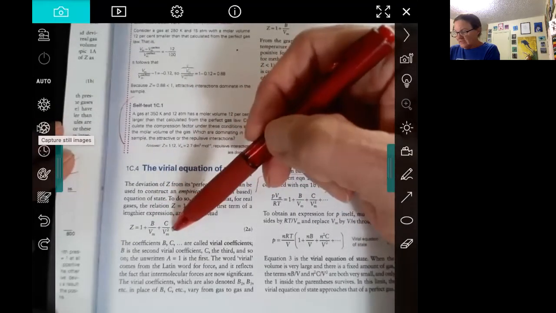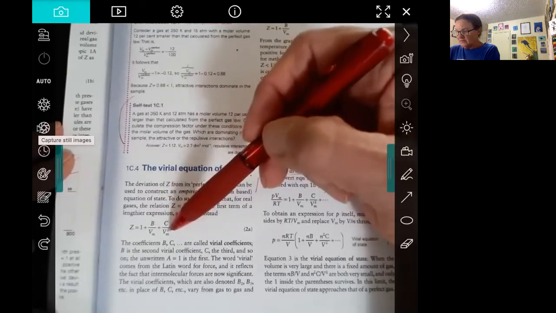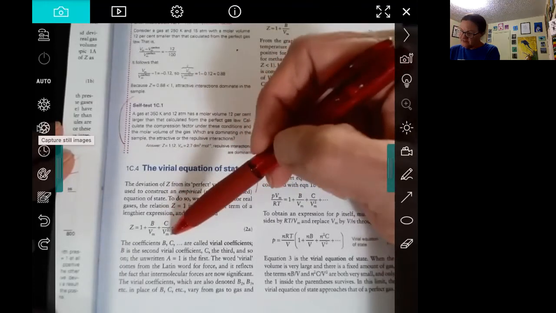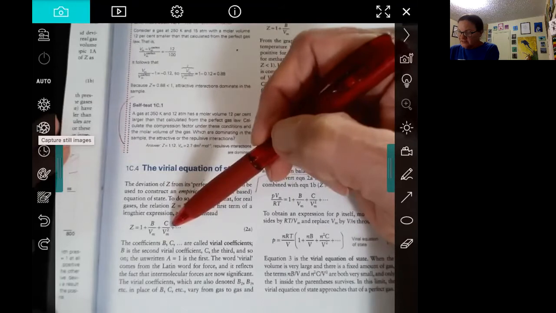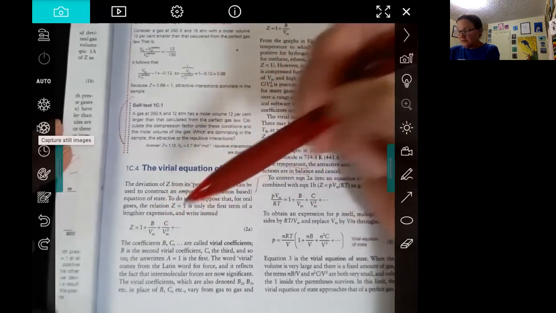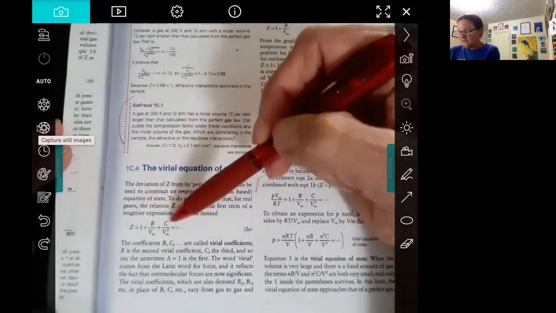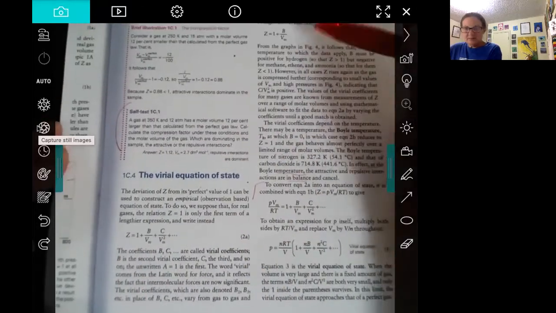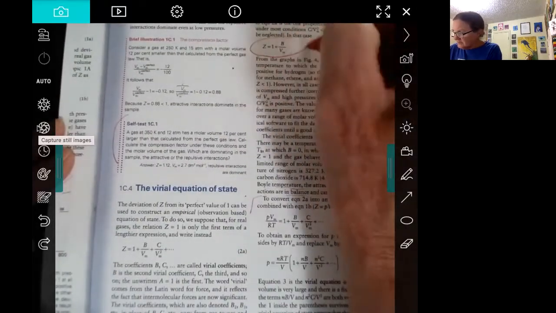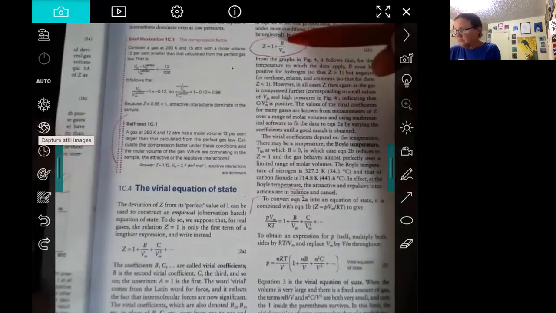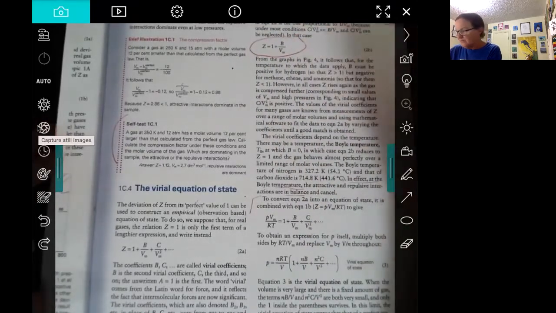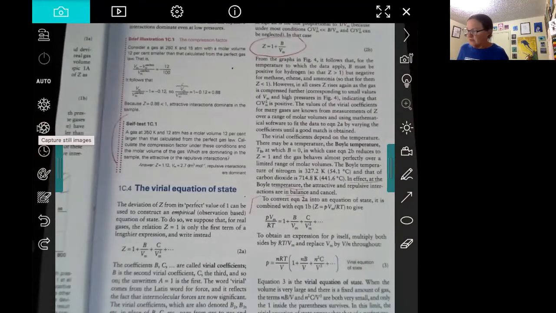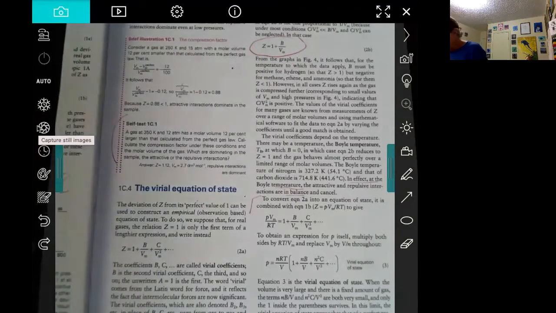Each time you go up, the volume is going to be a positive number. So the correction terms are going to get smaller and smaller as you go up, because you're dividing by V squared. And so usually you only need a couple terms. Oftentimes Z can be approximated as 1 plus B over the molar volume. Depending on where you are and how accurate you want to be, you may use more and more of those correction terms.